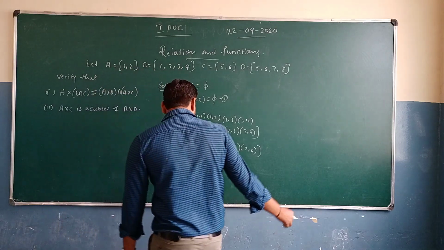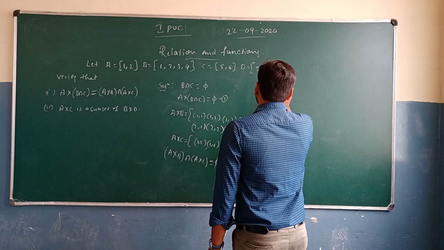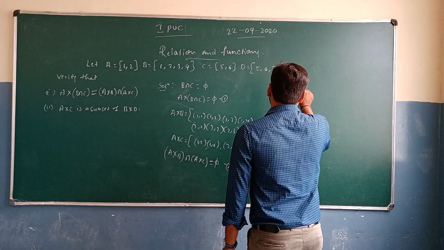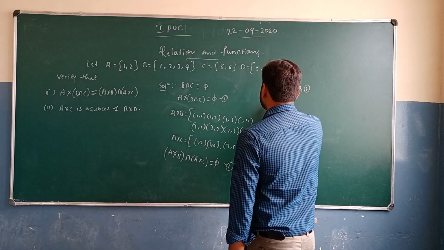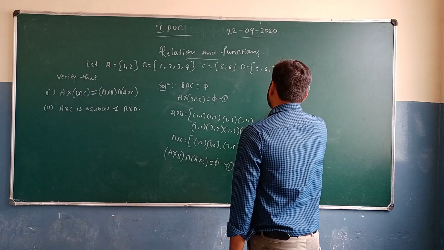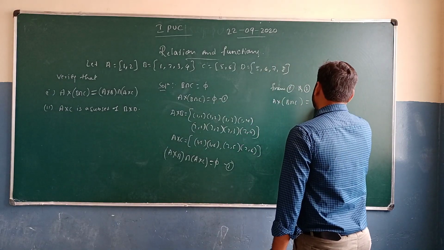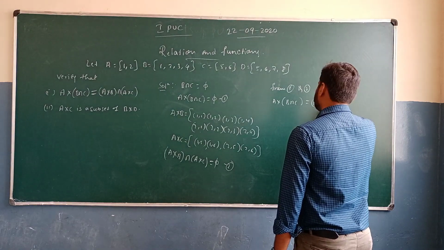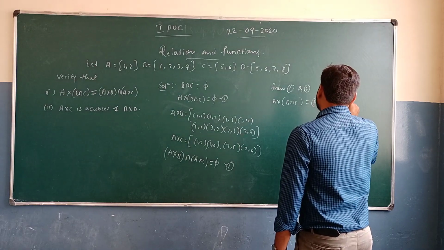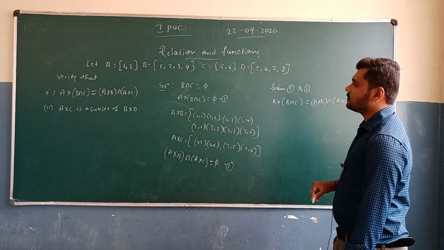From 1 and 2, we can say that A × (B ∩ C) is equal to (A × B) ∩ (A × C). So that's going to be the solution for the first one.